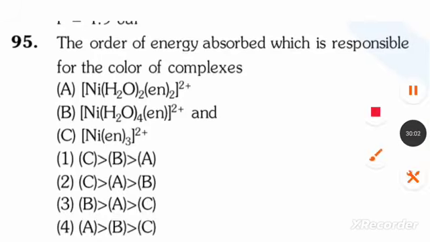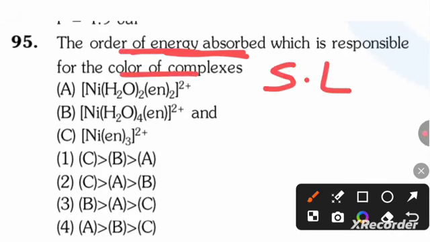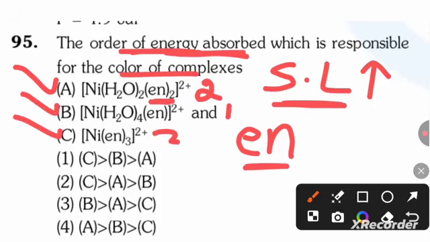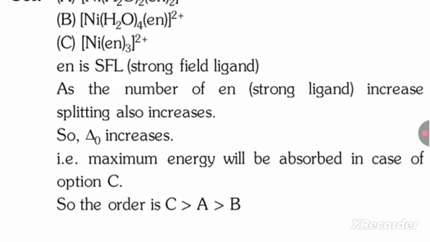Next question from coordination compounds, the order of energy absorbed which is responsible for the color. So order of energy absorbed depends on the number of strong ligands. As the number of strong ligands increases, energy absorption also increases. En, ethane 1,2 diamine, is a strong ligand. You can find in A 2 strong ligands, in B only 1 strong ligand, and in C 3 strong ligands. So more energy you can find in C, then in A, then in B. So option 2 is the right answer for this question. As the number of strong ligands increases, splitting also increases. So maximum we can find wherever you can find more strong ligands.